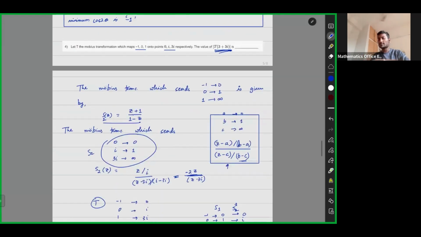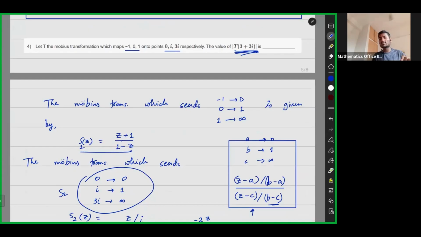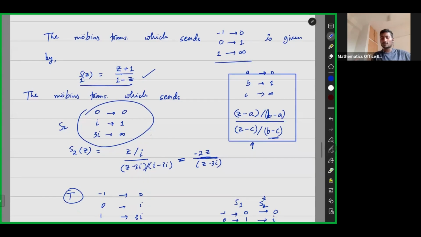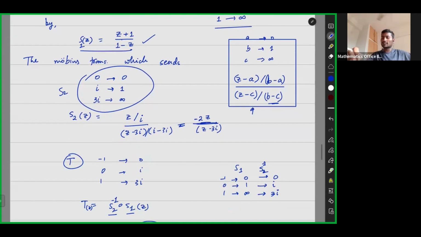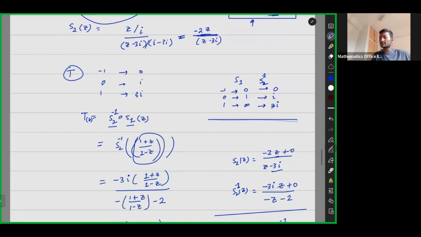So there are many steps used. So let me recall it once more for you. There is a unique Mobius transformation which sends 3 given distinct points to 3 given distinct points. So first we get this usual thing, given 3 distinct points sending to 0, 1, infinity respectively. We get S1. Fine. Now similarly we get S2 which sends 0, i, 3i to 0, 1 and infinity. Now that we have two transformations S1 and S2, we can compose and get the Mobius transformation which is T. How we are composing? Here is the explanation for that.